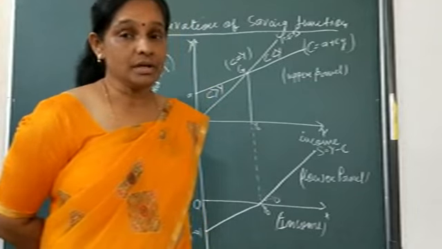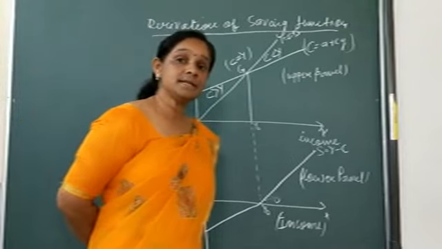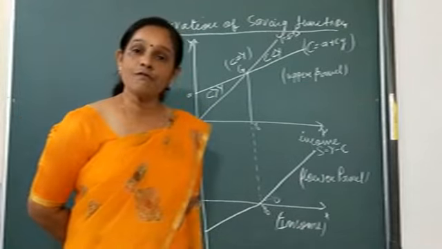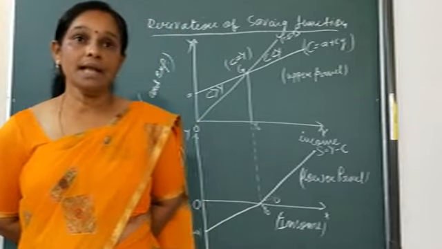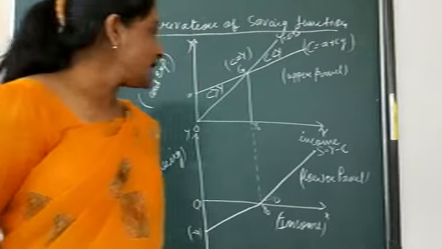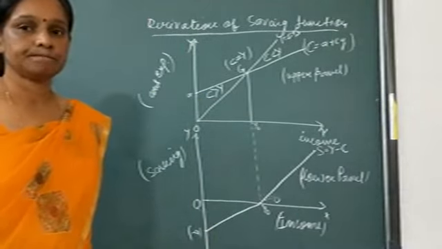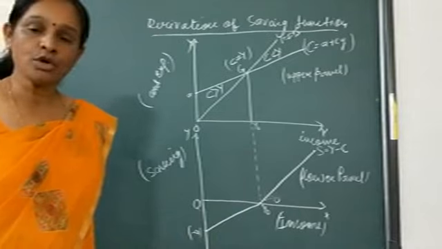Then write, saving function is the difference between level of income and desired consumption expenditure. Level of income and desired consumption expenditure. Full stop. Okay. Now what do you people have to do?